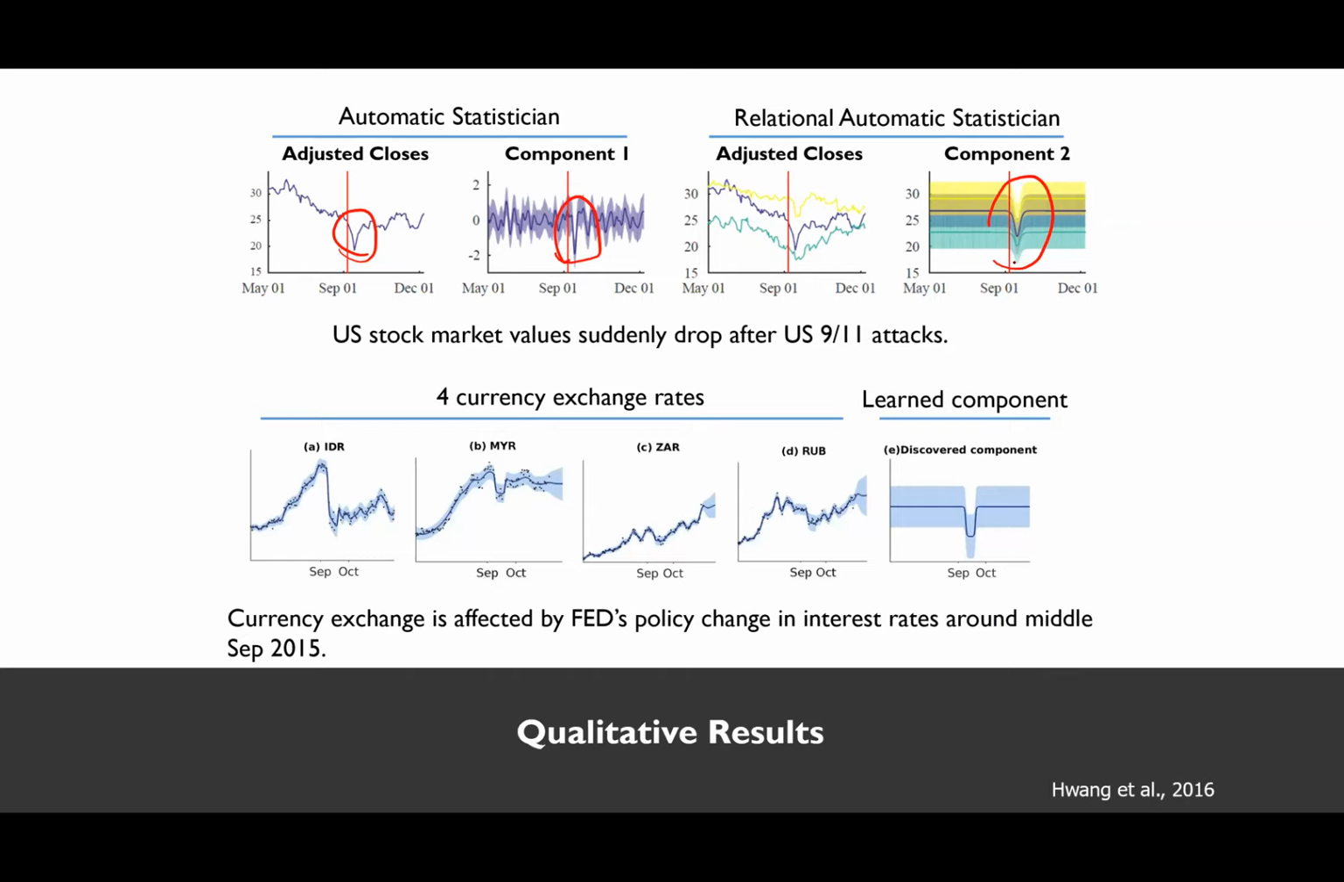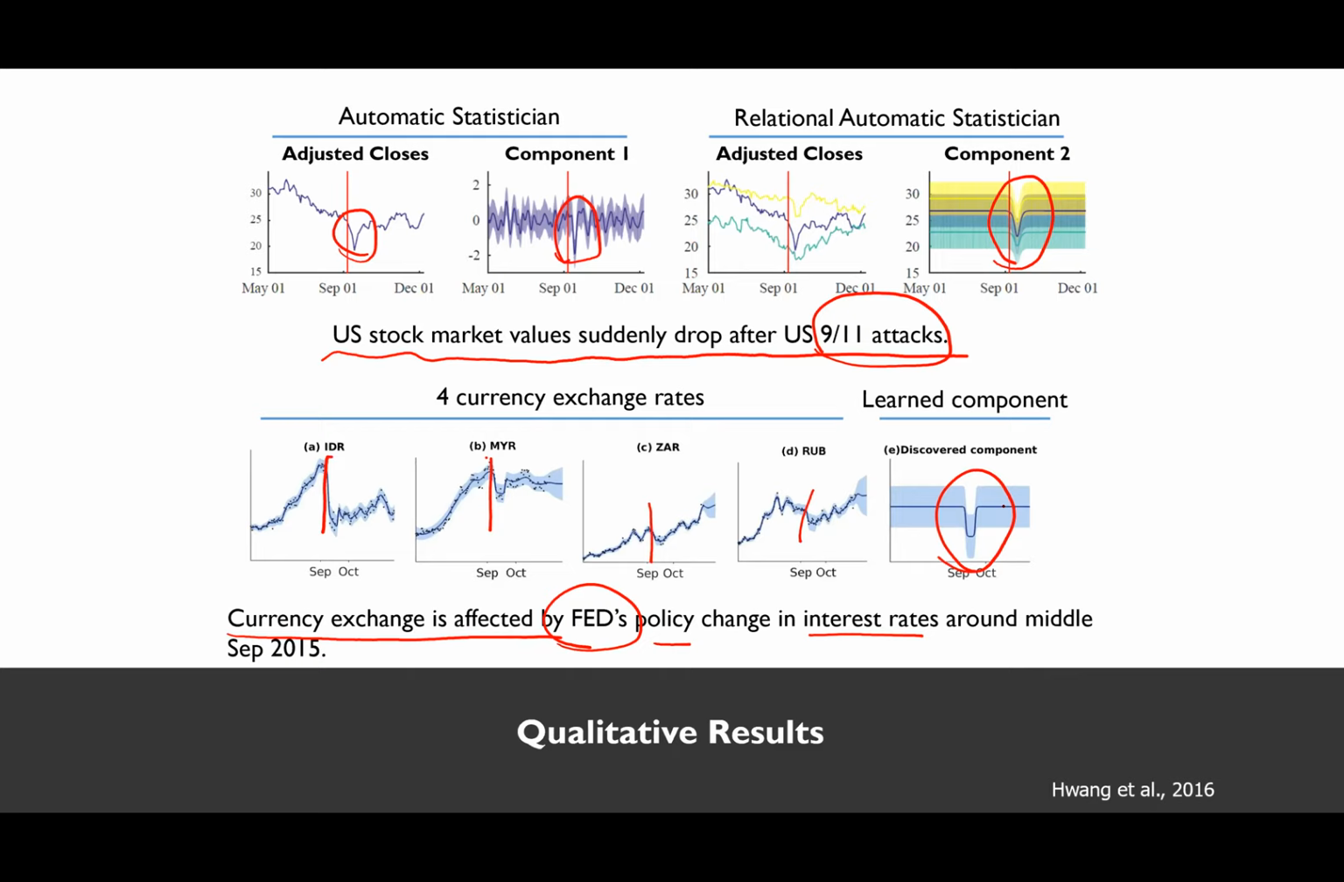So the US stock market value suddenly dropped after the 911 attack. Of course, the 911 attack is not a given, so after 911, September 11. And also currency exchange is affected by the FED policy change in the interest rate. When the FED changes the interest rate, currency exchange rates suddenly drop, and we could find those common drops.